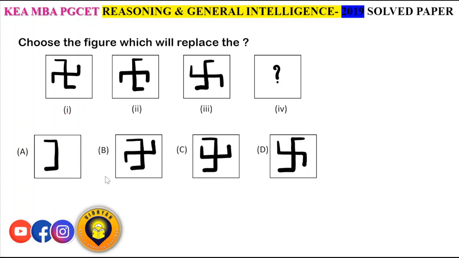Choose the figure which will replace the question mark here. Okay, now look at the first figure and compare it with the second. So what is changed? See, if I denote this as 1, because this has changed, this has become opposite. And if I denote it as 2, this has also become opposite, right?